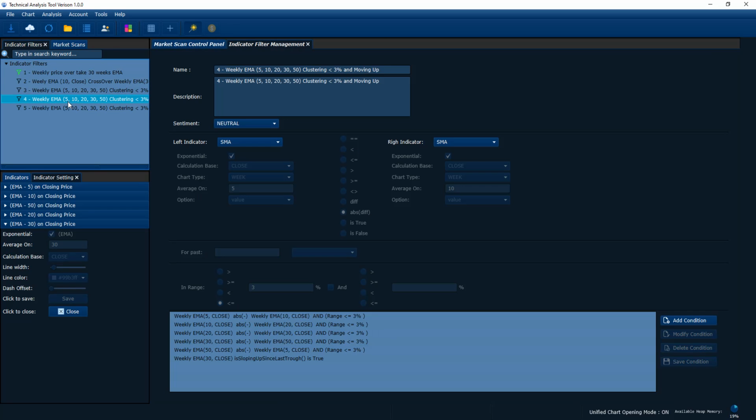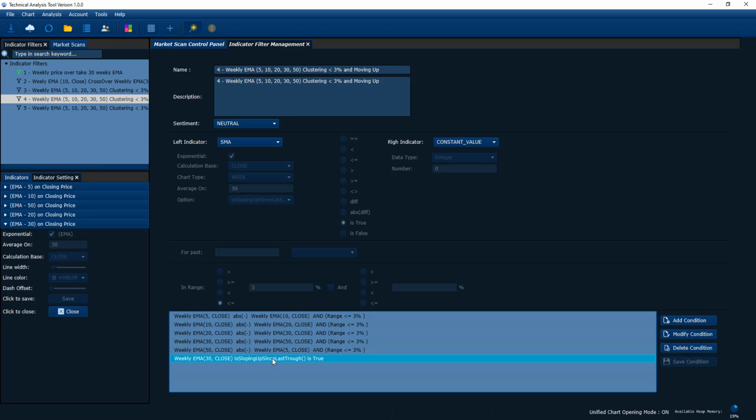Take a look at the fourth one. The fourth one looks exactly the same as the third one, but we have one more condition, right? Not only do I want the EMA groups clustering together, but I also want to see the very important moving average, which is our 30 weeks EMA, sloping up since the last 12. All right, so this particular one has to be moving up. If it's moving down, I don't want it because that's a bearish sign.